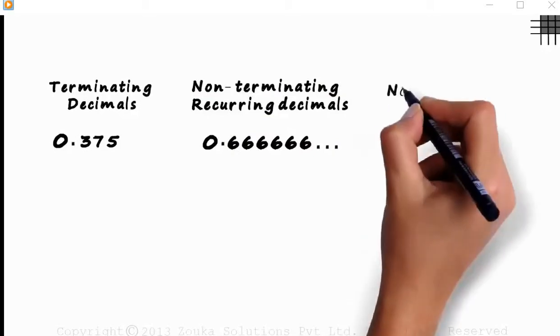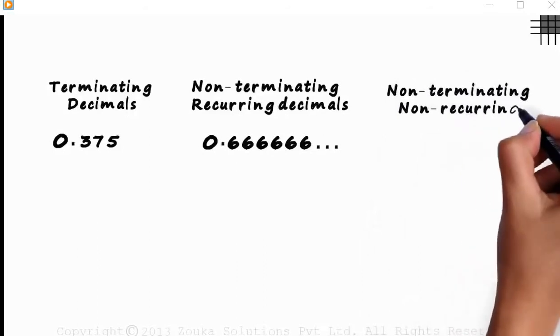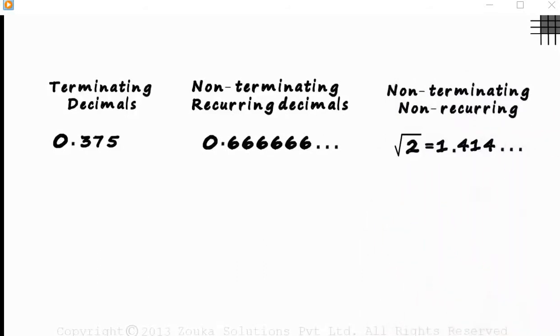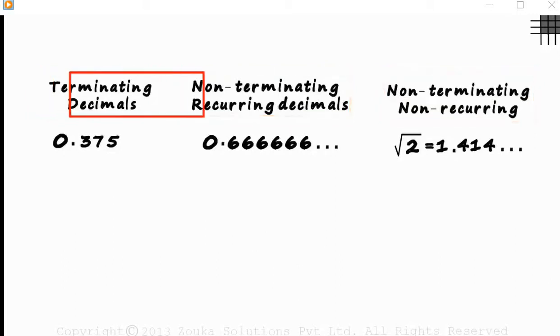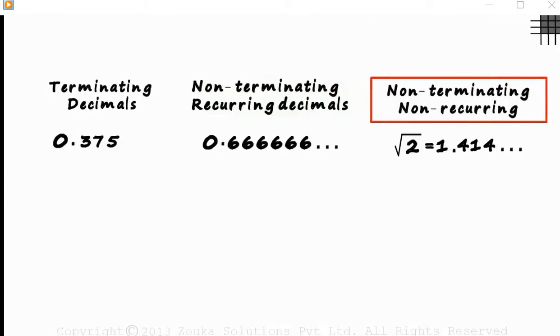And the third type is non-terminating, non-recurring decimals. We just saw an example of this type, √2. It approximately equals 1.4142 and the digits after the decimal do not end. Hence, it's called non-terminating. It's called non-recurring since there is no specific pattern of reoccurrence. Broadly, these are the three types of numbers we see in mathematics: terminating, non-terminating recurring, and non-terminating non-recurring.